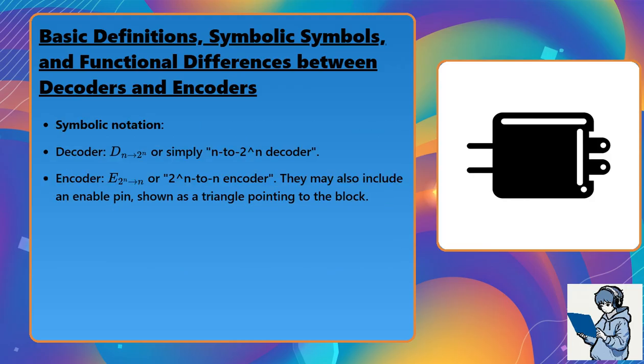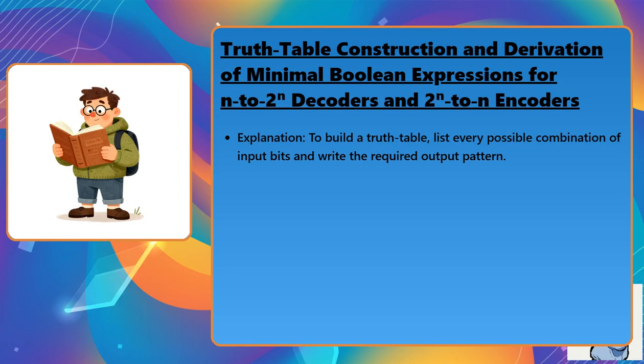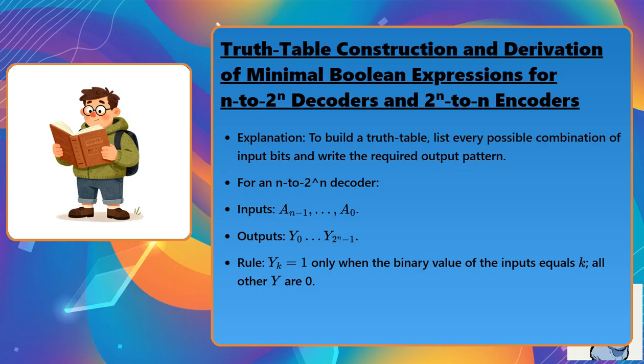Symbolic notation: decoder D sub n to 2 to the n, or simply n to 2 to the n decoder. Encoder E sub 2 to the n to n, or 2 to the n to n encoder. They may also include an enable pin, shown as a triangle pointing to the block. Explanation: to build a truth table, list every possible combination of input bits, and write the required output pattern. For an n to 2 to the n decoder, inputs A sub n-1 to A0, outputs Y0 to Y sub 2 to the n-1. Rule: Y sub k equals 1 only when the binary value of the inputs equals k. All other Y are 0.